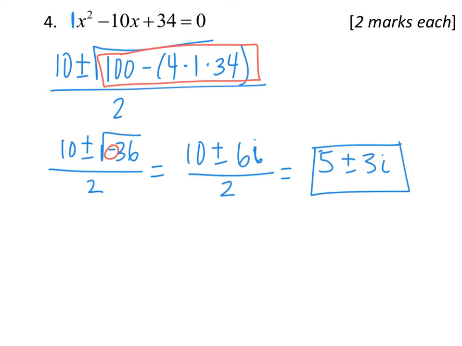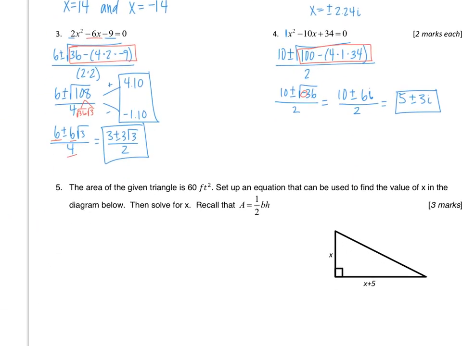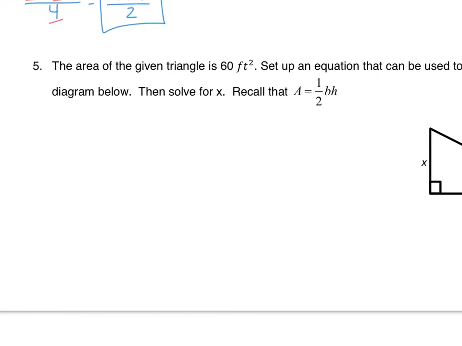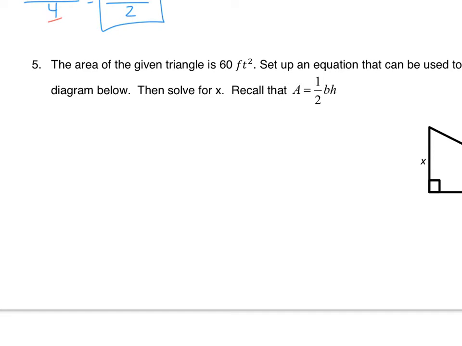So moving on to the word problems. The area of the given triangle is 60 feet squared. Set up an equation that can be used to find the value of x in the diagram below. Then solve for x. Recall that the area formula for a triangle is A equals 1/2 b times h, base times height. So we want to use this 1/2 base times height to write an equation.